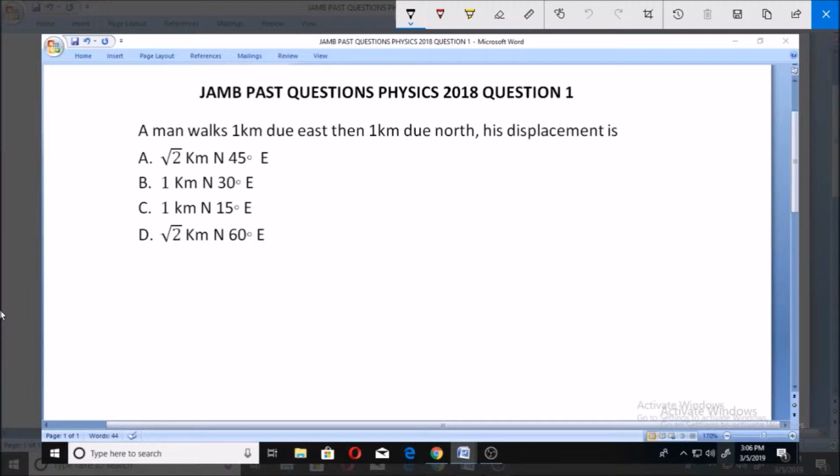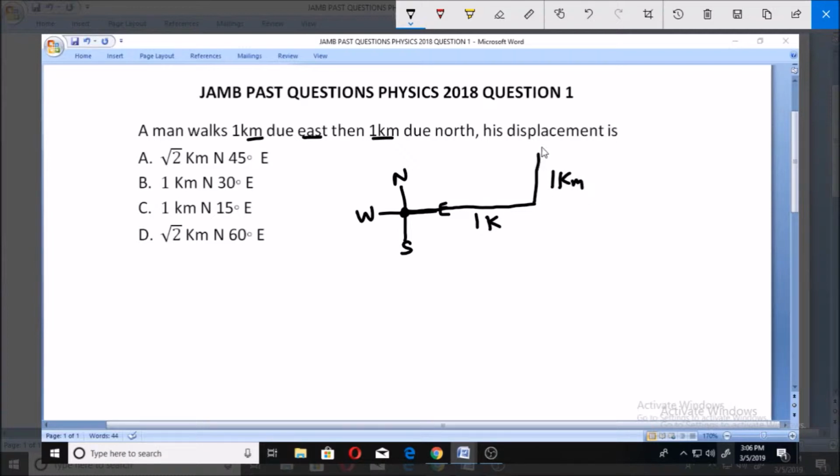Now, for us to be able to solve this, we need to first of all identify where the man is walking from, because from the question we have a man walks 1 kilometer due east. So if we have this as the reference point, where this is north, this is west, this is east, and this is south. Now you have this man walking from here 1 kilometer east. This is east side, so he's going to walk straight down to this side 1 kilometer east. Then after walking 1 kilometer due east, he then walked 1 kilometer due north. So he's going to walk up north. This is the direction of the north, and he walked also 1 kilometer north. So that is the movement.